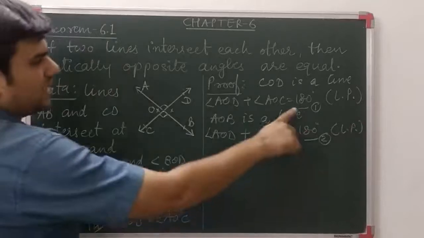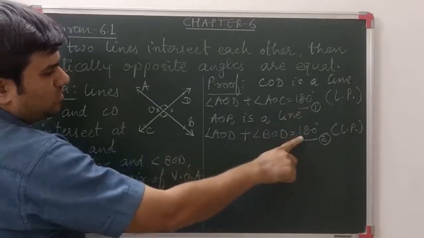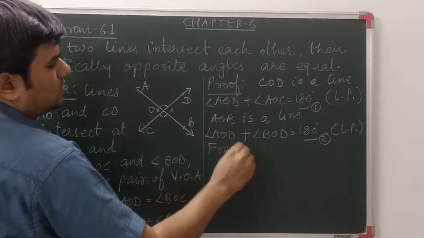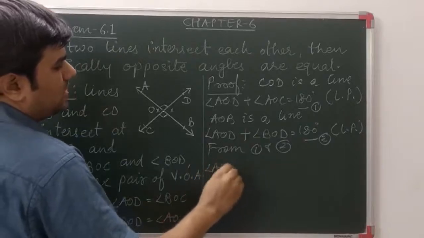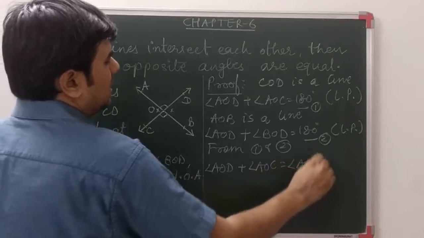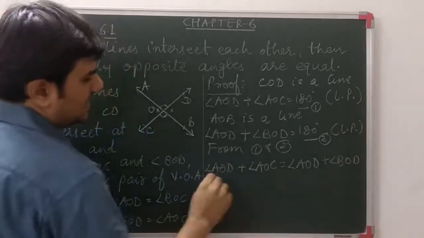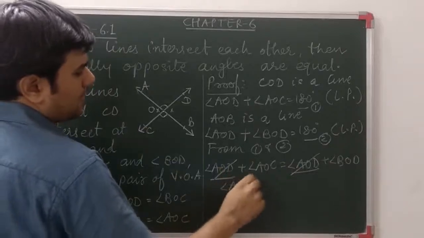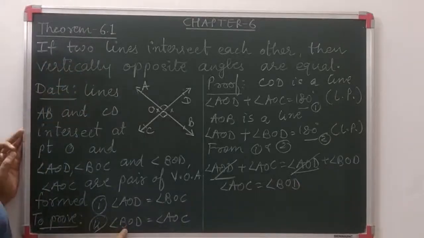So look at equations 1 and 2. They both have the same value, 180. So from equations 1 and 2, I'll compare the left hand side: AOD plus AOC is equal to AOD plus BOD. You can see that AOD is common on both sides, which we can cancel. So what we obtain? AOC is equal to BOD. Hence we prove this way.